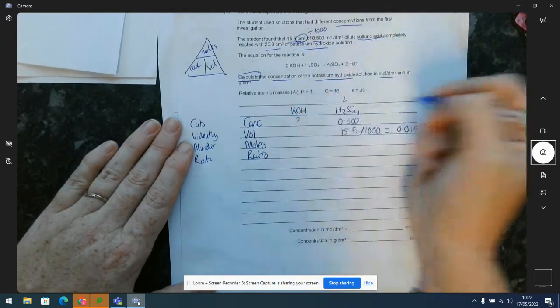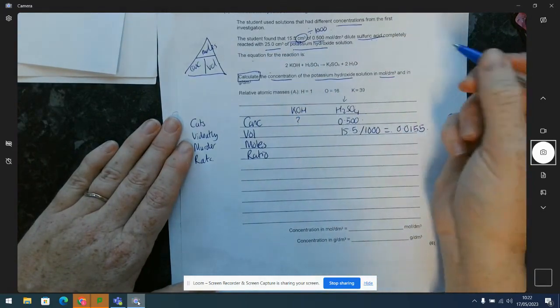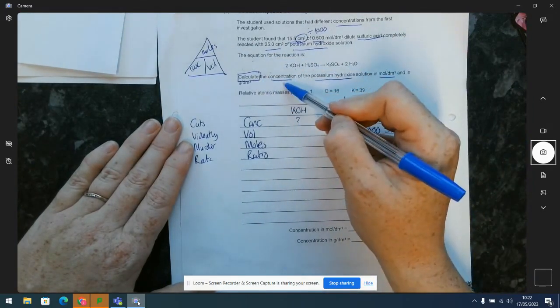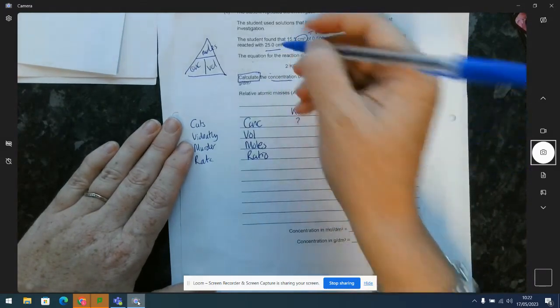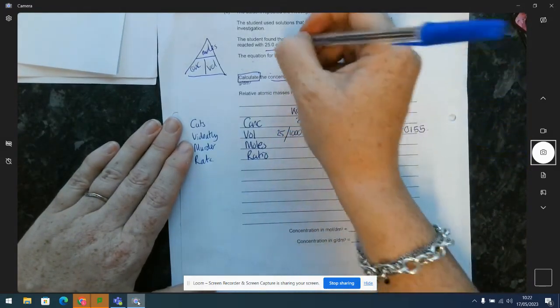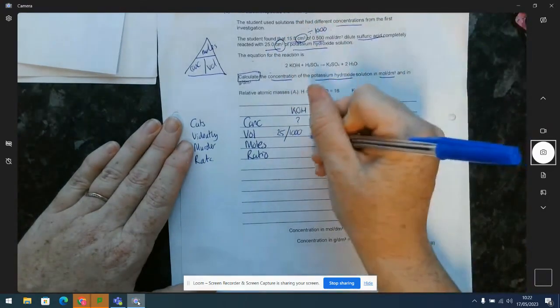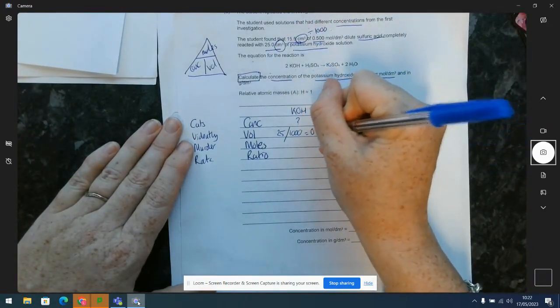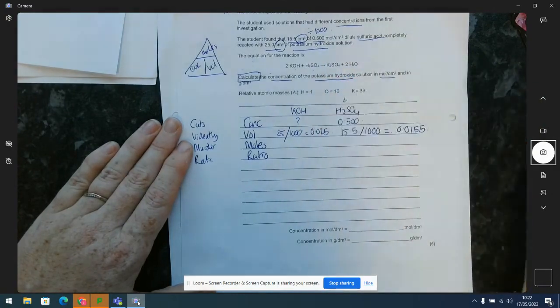And it then says from the question that sulfuric acid reacted with 25 centimetres cubed of potassium hydroxide. So I don't have a concentration for potassium hydroxide because the question is actually asking me to calculate it. I do have a volume though, which is 25. Again, I'm dividing it by 1,000 because the units are not correct. So that's going to give me a volume of 0.025. Now I move on to the next thing. I've got to calculate the moles.